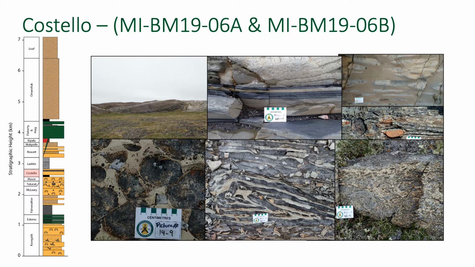Bed thicknesses decrease upsection, and then you see a lot of intraformational conglomerates and slump folds closer to the upper portion, which are also taken to suggest deposition along a slope. That bottom center one is a nice little slump fold, and then some of those conglomerates. One key feature of the Costello Formation, which is discussed in Hodgkiss 2019, are these large barite crystals, which are a very interesting little thing to come across in the field.